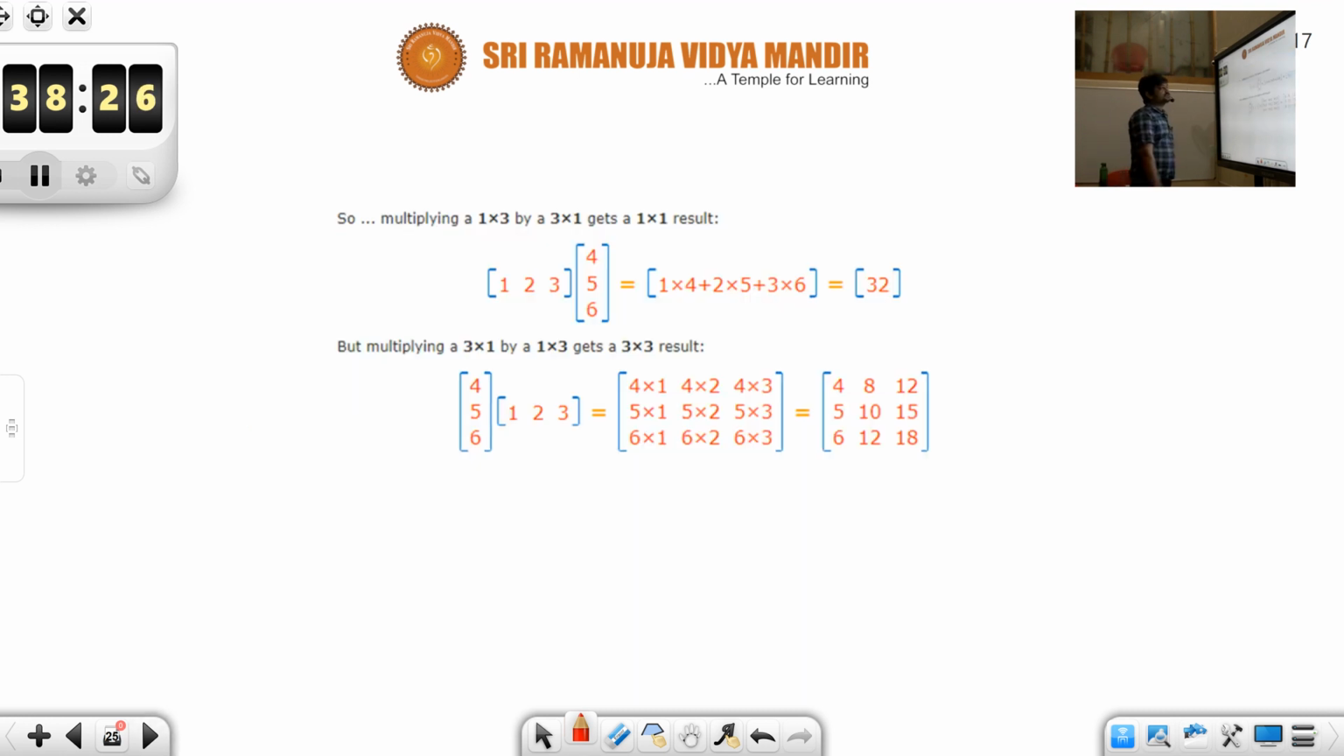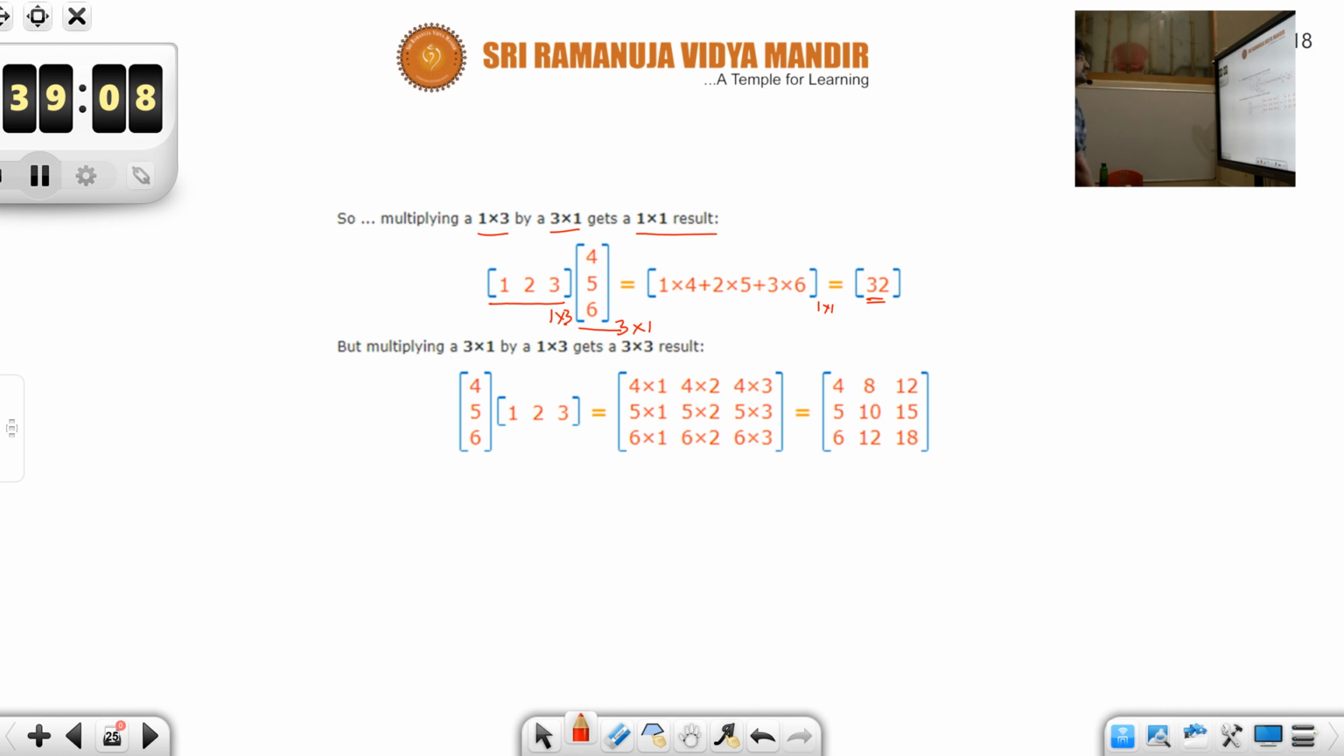So let me continue with the next topic. Multiplying a 1 by 3 by a 3 by 1 gives a 1 by 1 result. The 1 by 3 means 1 row and 3 columns, and the 3 by 1 means 3 rows and 1 column. If you perform this, the 3's match and get squeezed, so you are left with a 1 by 1 matrix. That is a single number, and to get that number you just find the dot product between the row and the column. So 1 times 4 plus 2 times 5 plus 3 times 6 gives 32.